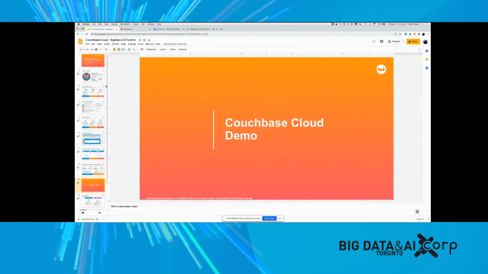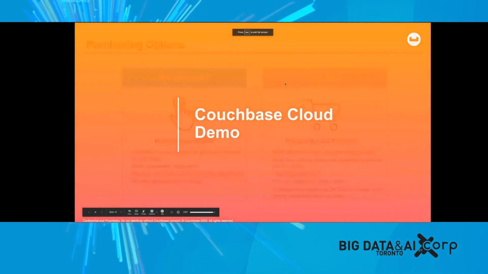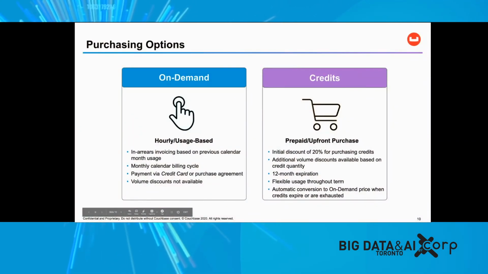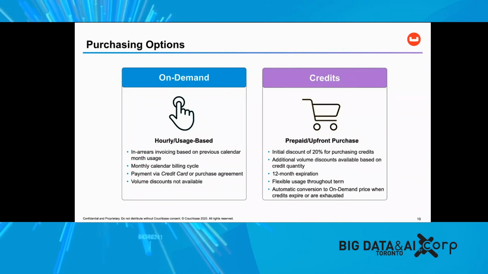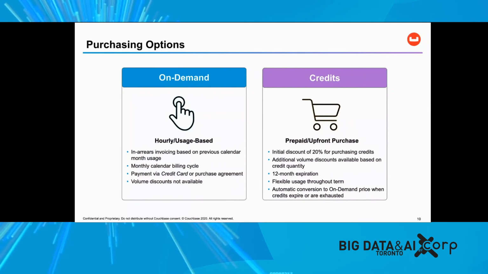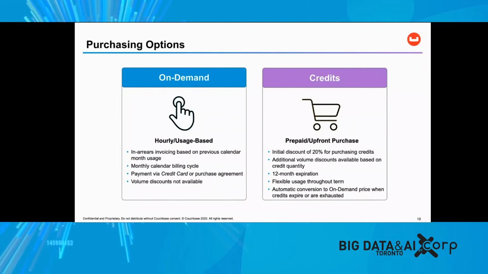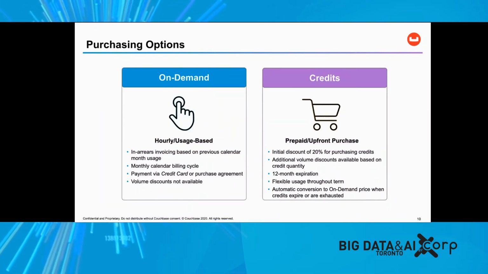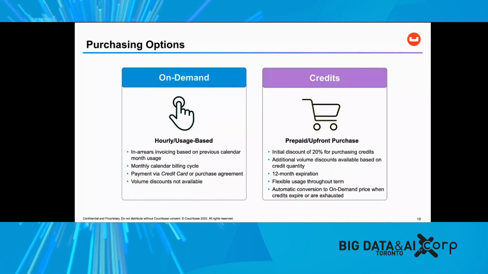A couple of other things that I wanted to touch on here in our presentation. How would you purchase? We have 2 options. On demand, just with credit card, you get a bill every month from us. You pay as you go. No discounts. You just pay what you use. If you buy credits, which is a bulk purchase, you get 20% discount. And you can use it however you want, and it has only a 12 month expiration period.